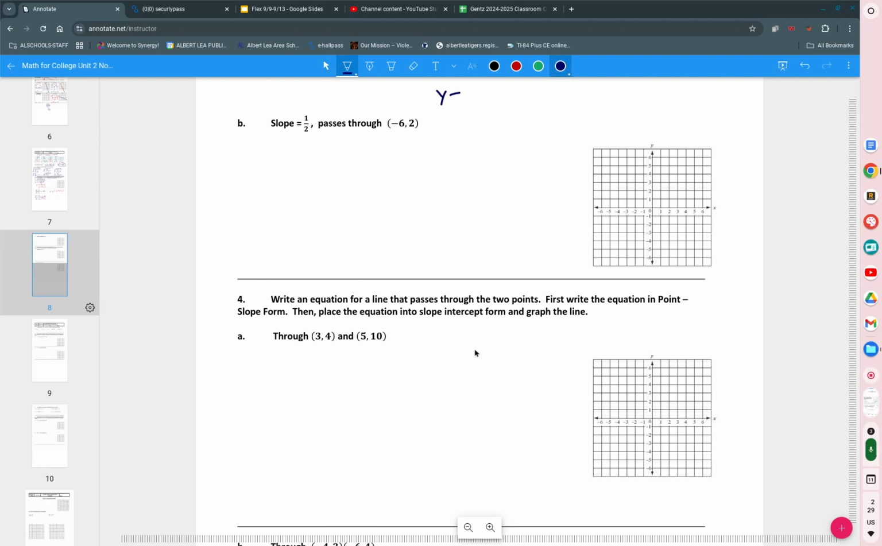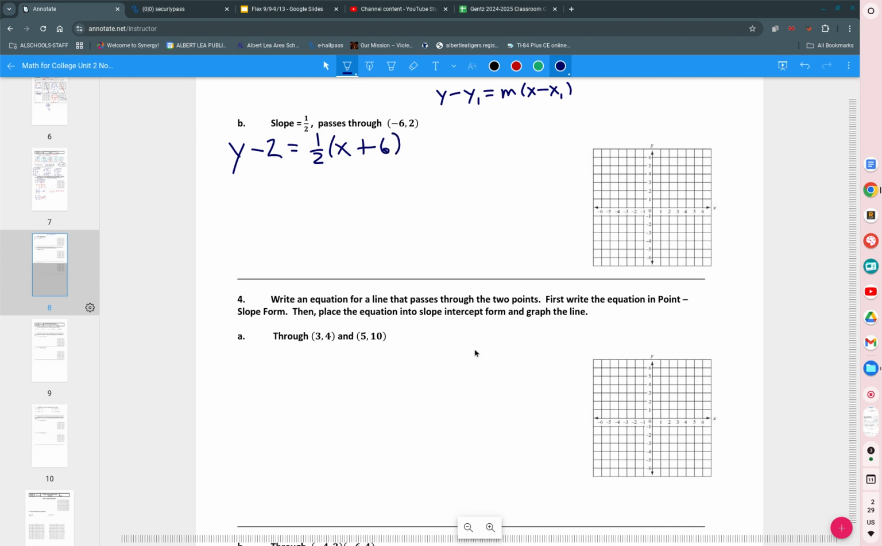Point slope form: y minus y1 is equal to m times x minus x1. So we want to write an equation for a line with the slope of a half, and it passes through the point negative 6, 2. So I have y minus what? 2 is equal to 1/2 times x, then what? Plus 6. It's the opposite of what you see.